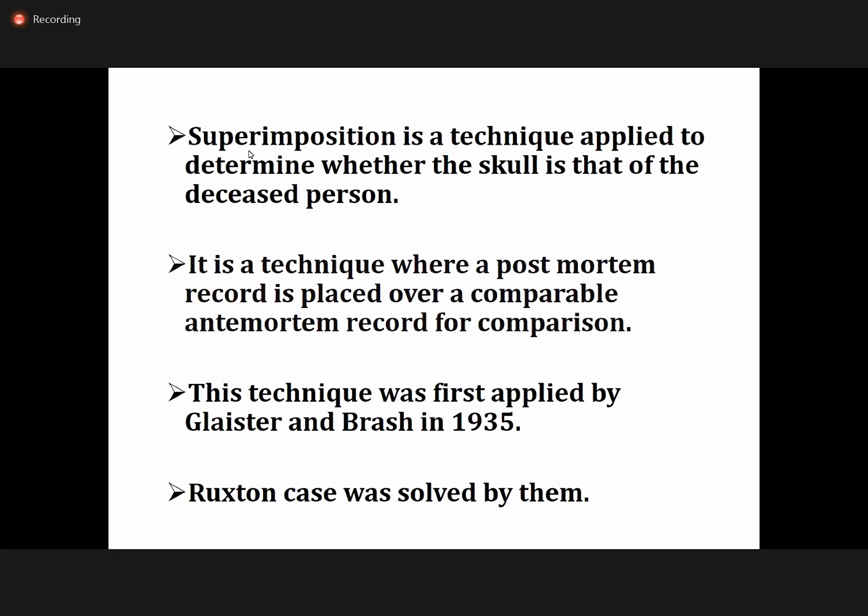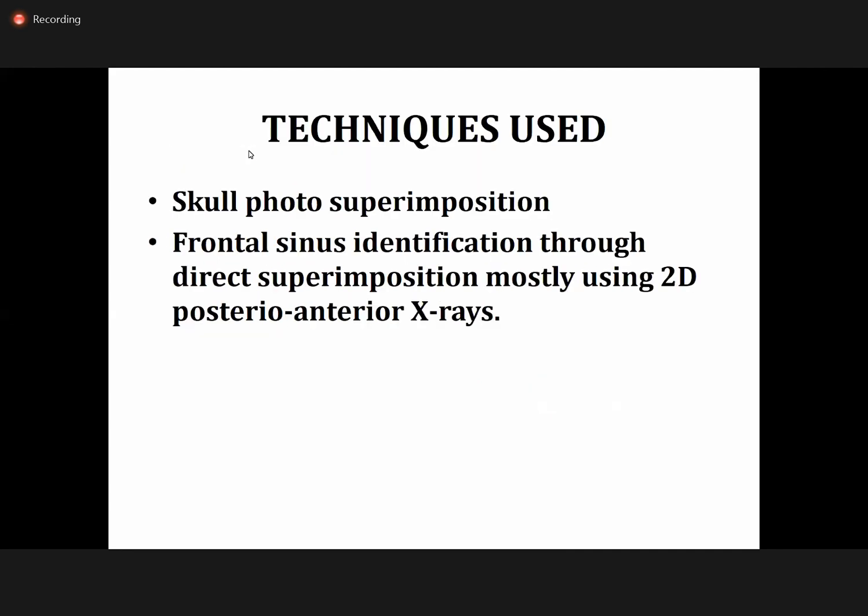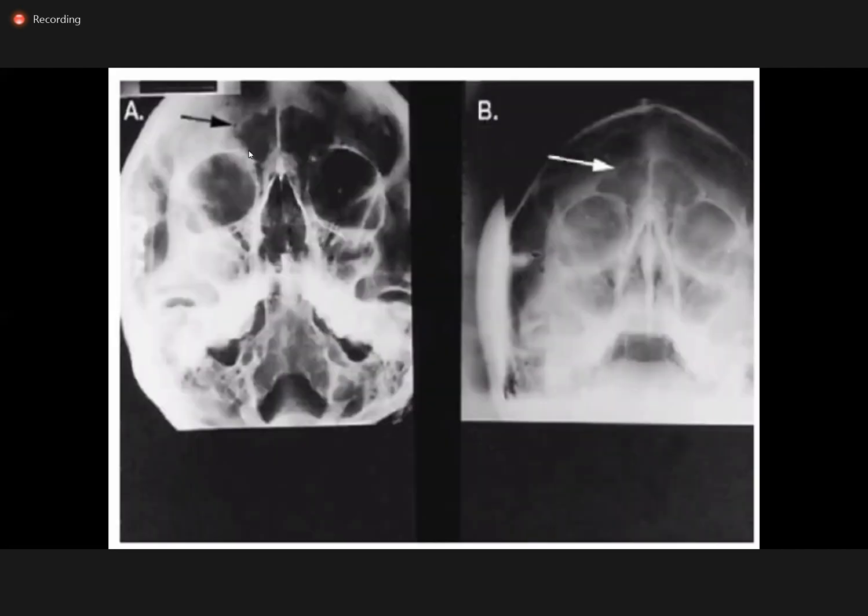Everyone, search on the net what the Ruxton case is. It was a case in the 1930s where this method was applied to find out the criminal, the person involved in the crime. It is very interesting, and you can see it on the net. The technique is skull photo superimposition, then there is frontal identification through superimposition, mostly using 2D posterior X-rays. This is how the negative X-rays are used.